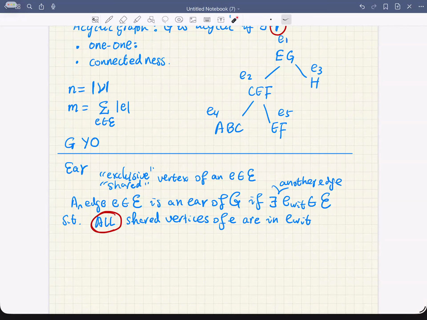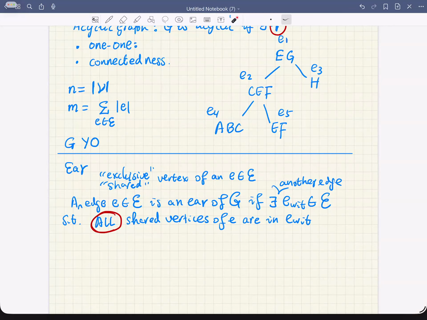How about E1? E1 is also an ear. So now you can see an ear is not necessarily a leaf. You can witness here. E1 is not a leaf. What is the definition of leaf? You have only degree 1, and then it's a leaf. But E1 has 2 edges. Good.